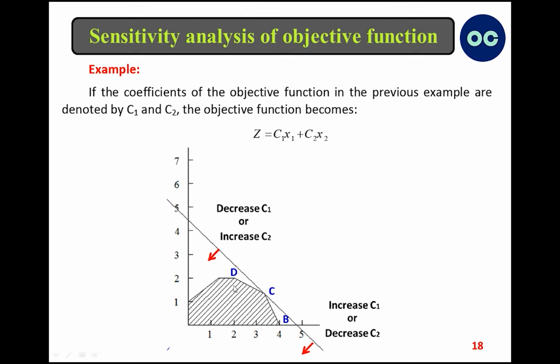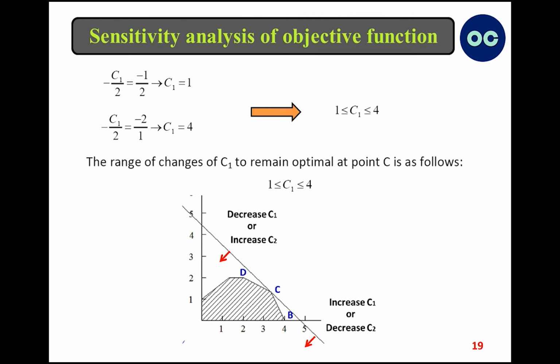here or D. To calculate the range of change, we first fix the numerical value of the coefficient of x2 and denote the coefficient of x1 as C1. This diagram illustrates that we can increase C1 till it reaches the second constraint line CB, or decrease it until it reaches the first constraint, which is CD.